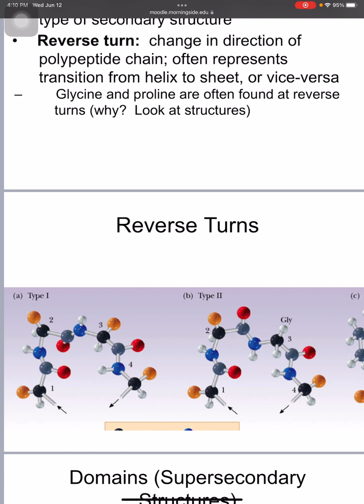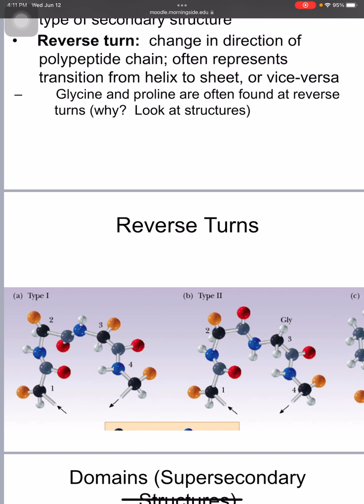Now I'm going to tell you. Well, what's the side chain on a glycine? It's an H, right? Glycine has the smallest side chain. It's literally just an H. So H's, of course, are very, very small. They don't take up much space. So if you have that tiny little side chain in here as you're trying to suddenly reverse direction, that makes it easier than trying to have something big and bulky. All right? So glycine's really commonly found.